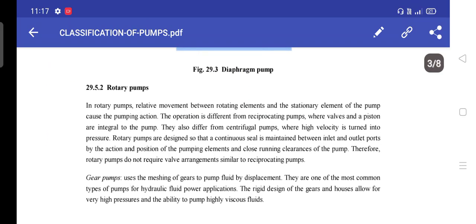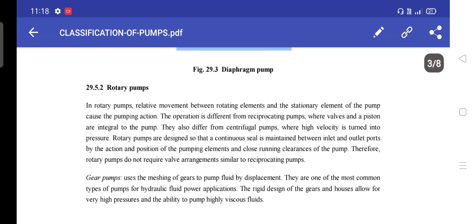Then rotary pump. In rotary pumps, the relative movement between rotating elements and the stationary element of the pump causes the pumping action. The operation is different from reciprocating pumps, where valves and the piston are integral to the pump. They also differ from centrifugal pumps, where high velocity is turned into pressure.